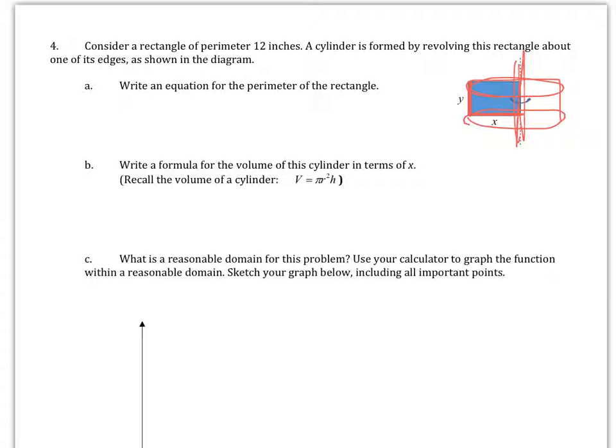So the problem tells us that we have a rectangle of perimeter 12 inches, and a cylinder is formed by revolving the rectangle. Okay, so write an equation for the perimeter of the rectangle. Well, we know it's 12, and our rectangle is just a typical rectangle. It's got 2 lengths and 2 widths, so 2x plus 2y is going to equal 12. Then it says write a formula for the volume of the cylinder in terms of x. So that means we're going to eventually need to have everything with x's, right?